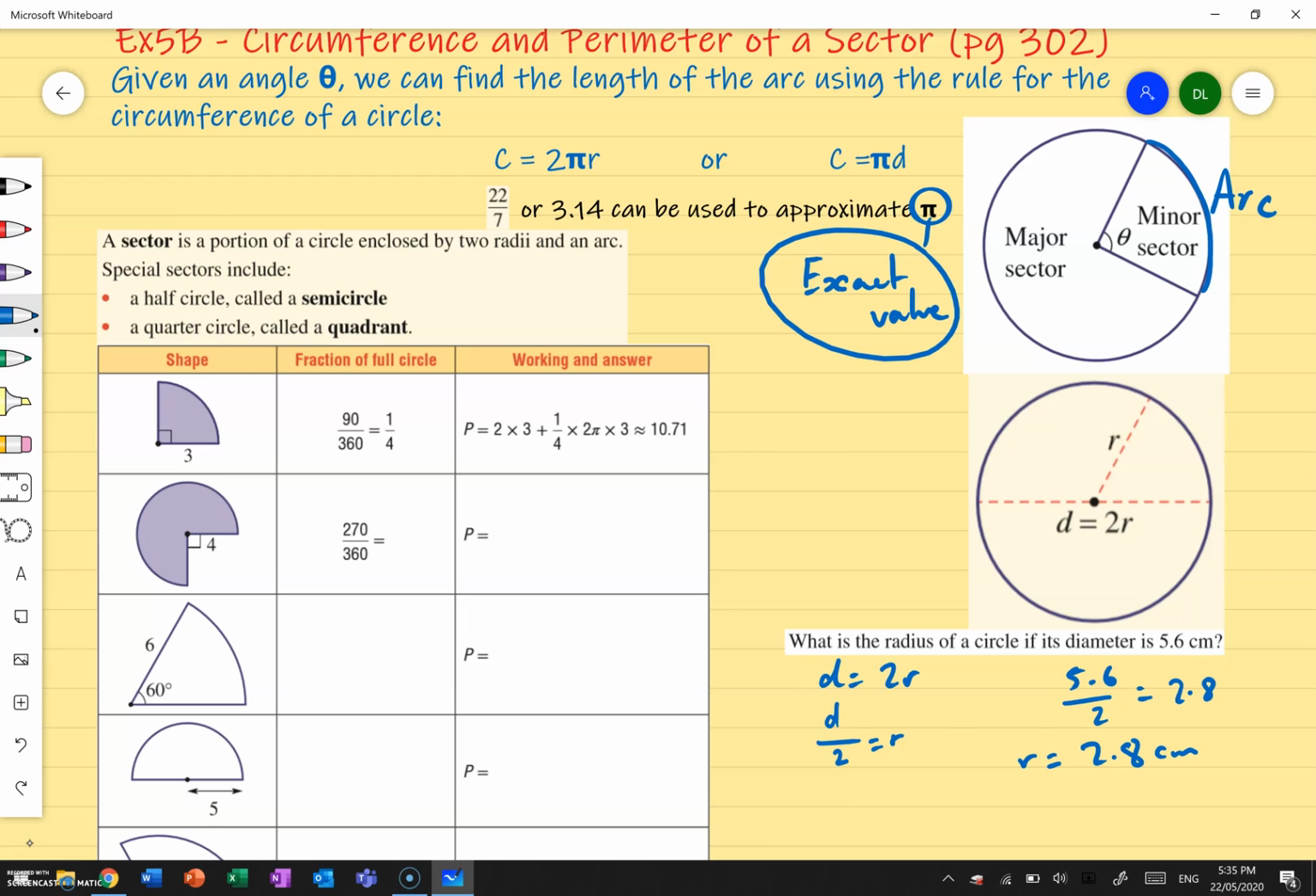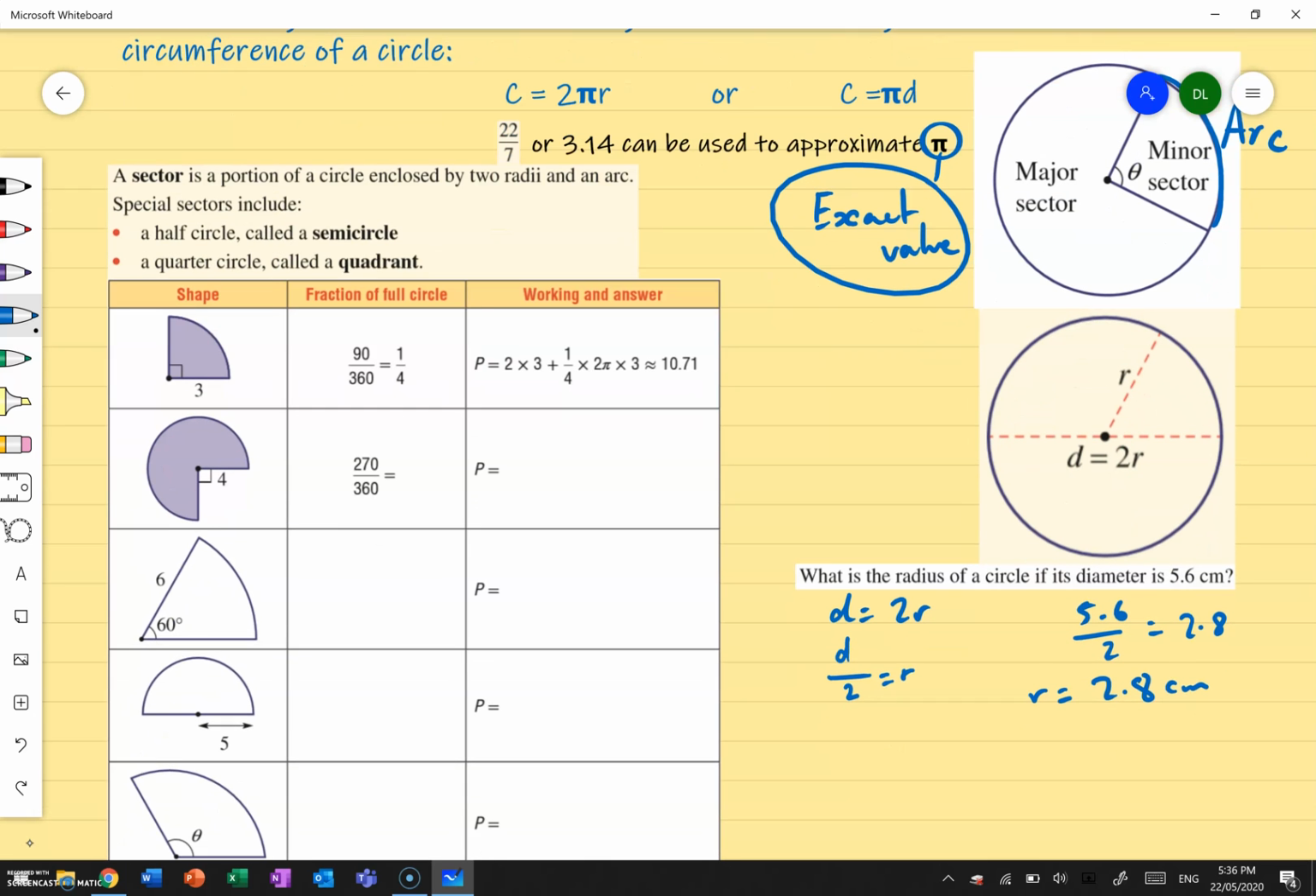Okay, so let's look back over here. I know there's a lot of words on the screen. A sector is a portion of a circle enclosed by 2 radii and an arc. So the radii are this side over here, the 2 lines that form our sector, and our arc is this side over here. Special sectors include half circle, semicircle, and so on, but let's not look at that.